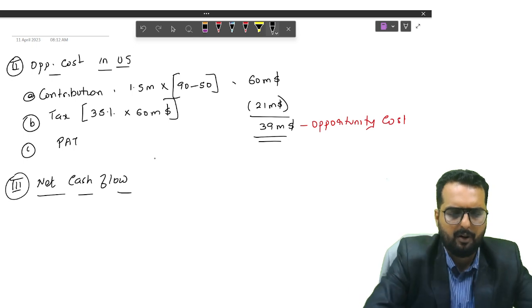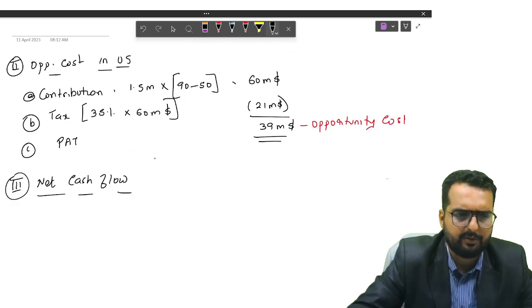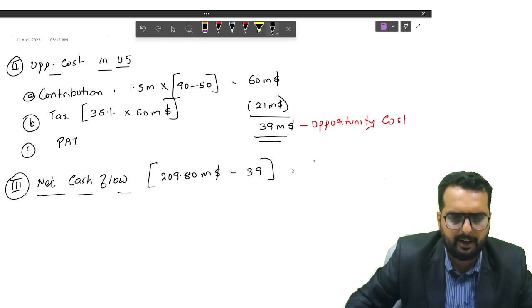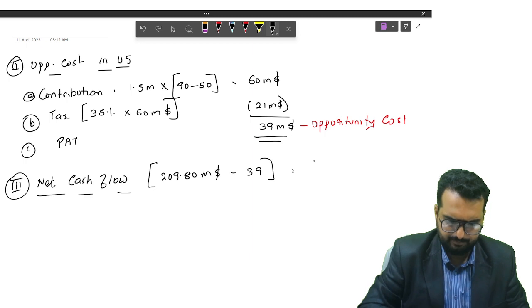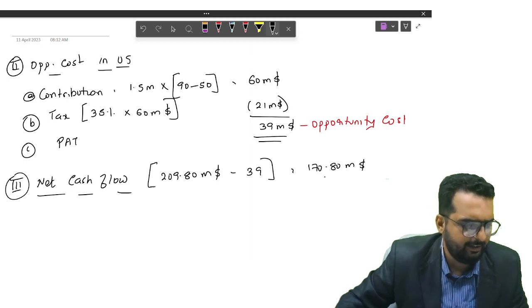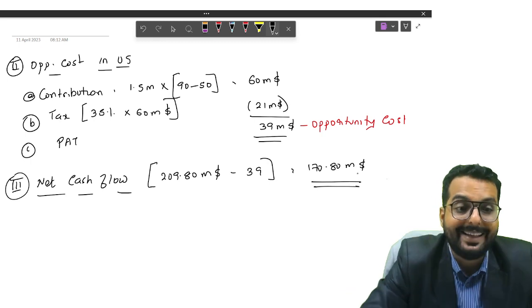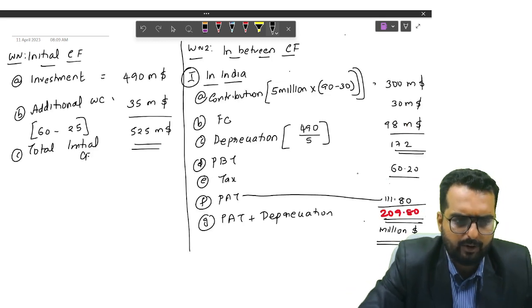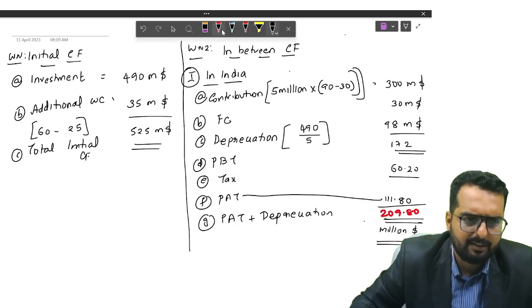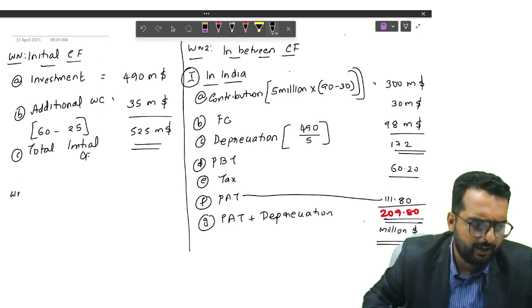Alright. So then I'll write down Roman number 3. Net cash flow. Alright. So everyone tell me what is the net cash flow? $209.8 million minus 39. Do I get the answer as $170.8 million, friends? This becomes my in-between cash flow. Alright. So friends, I have done with initial. I have done with in-between. Now I'll just write down the final working note. I'll put it here itself.